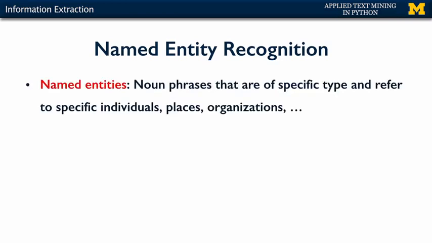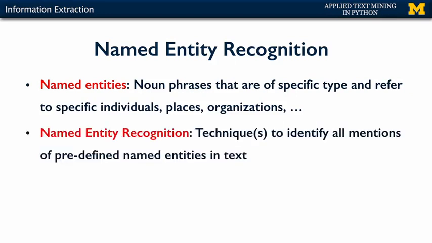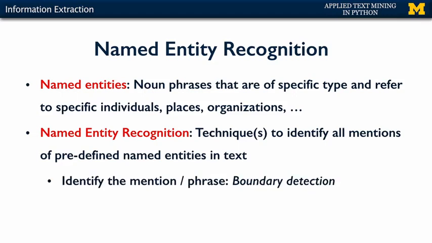So named entity recognition relies on something called named entities. Named entities are noun phrases that are of specific type and refer to specific individuals, places, organizations, and so on. And the named entity recognition task is a set of techniques and methods that would help identify all mentions of predefined named entities in text. So, for example, you have to identify the mention, the actual phrase where something is happening. So you need to know where does that mention start and where does it end. So this is the boundary detection subtask within named entity recognition.